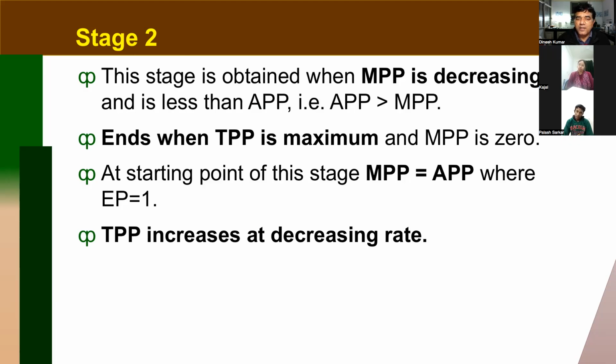You have already seen it. At the starting point of this stage, MP is equal to AP, where EP is 1. At the start, AP is 1, because a 1% increase in X results in a 1% increase in Y. That is why EP is 1, where your MP and AP are equal. TP increases at a decreasing rate. At this stage, TP is increasing, but it is increasing at a decreasing rate.